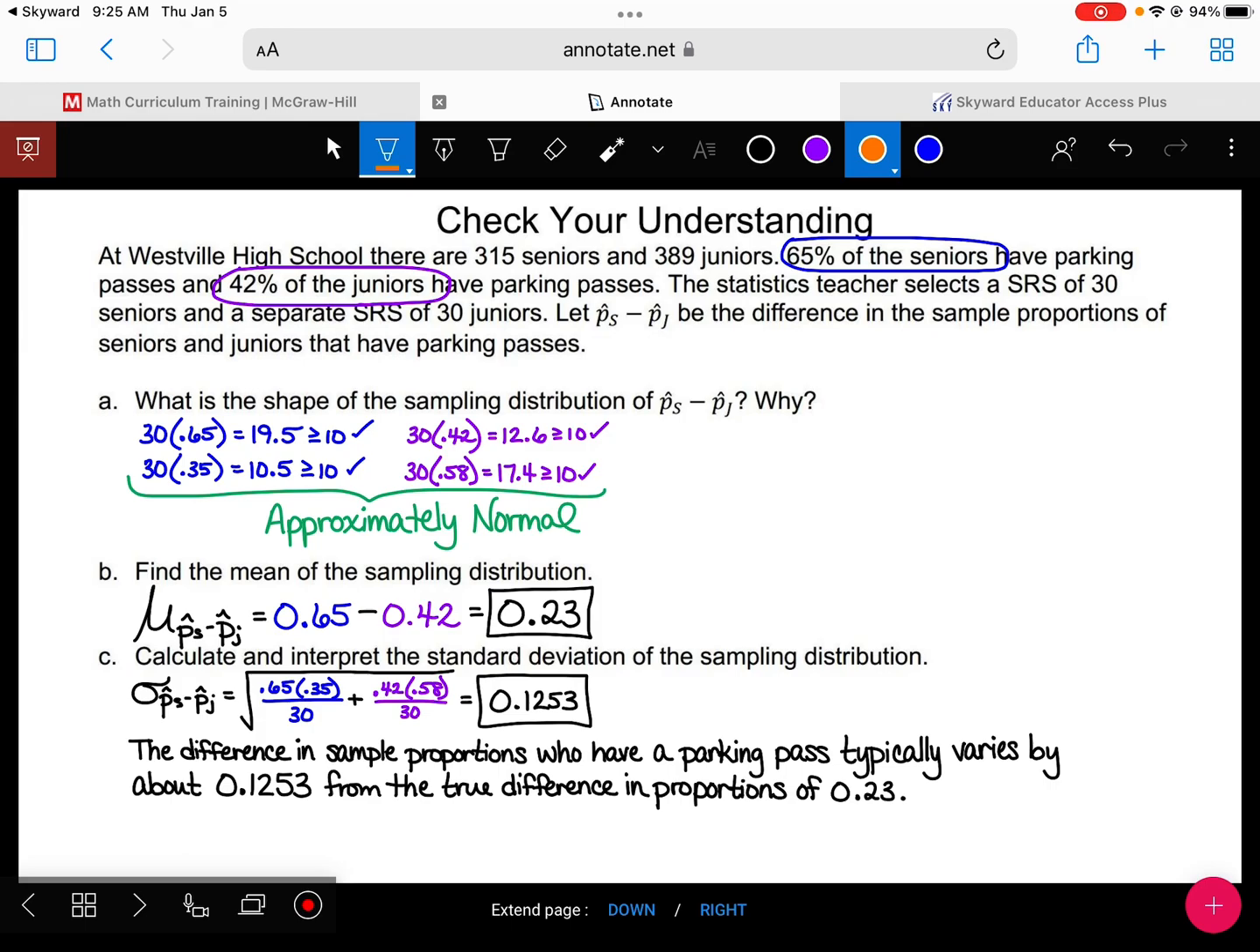I'm going to leave that last part up on the screen. Does anybody need part A or part B up on the screen? Okay, I'll leave part A and part B up for another minute.